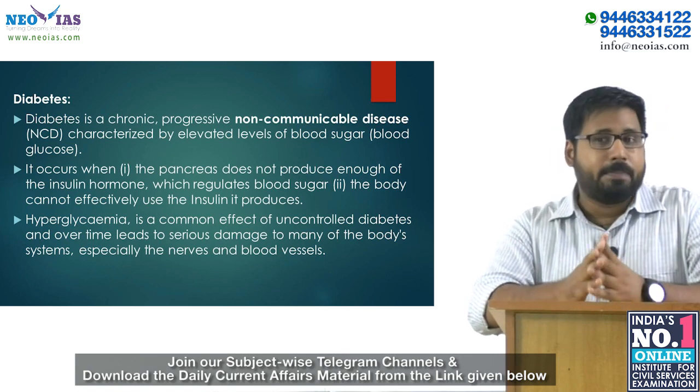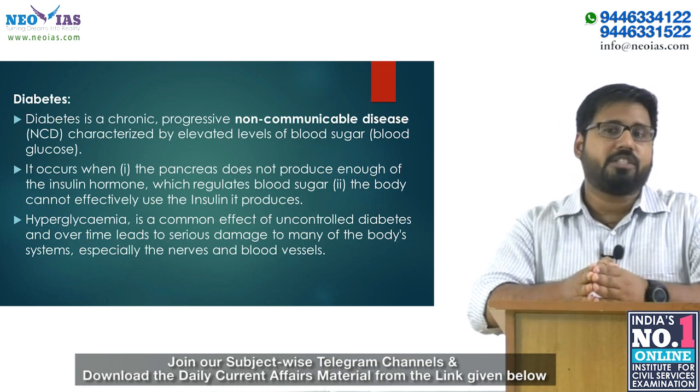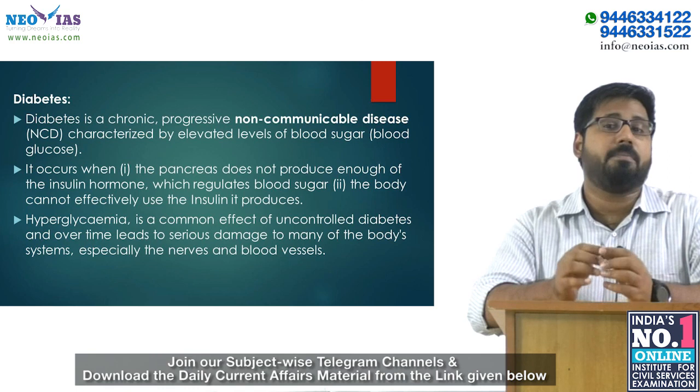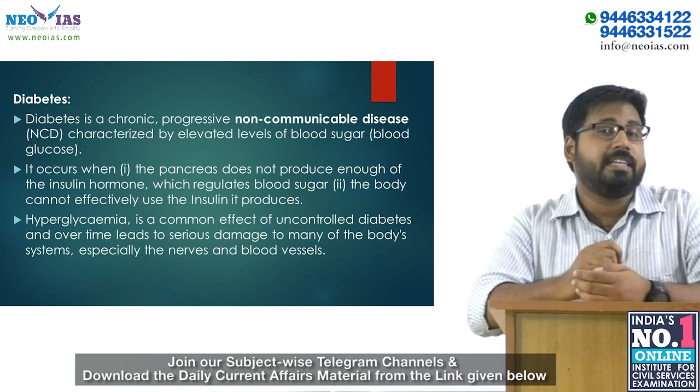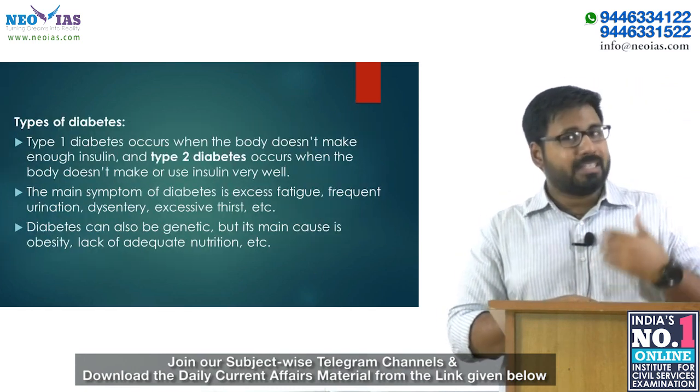There's another thing called hyperglycemia, which is raised blood sugar, and it's a common effect of uncontrolled diabetes. Over time it leads to serious damage in many of the human body's systems, especially the nerves and blood vessels. Now we'll talk about the types of diabetes.